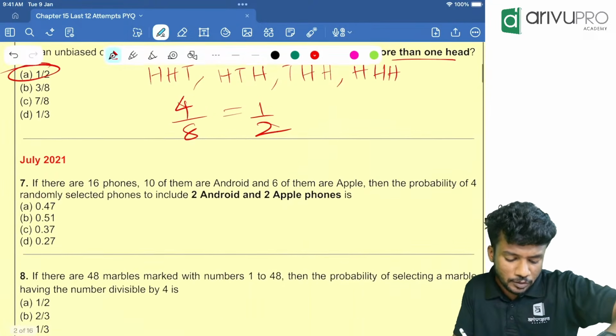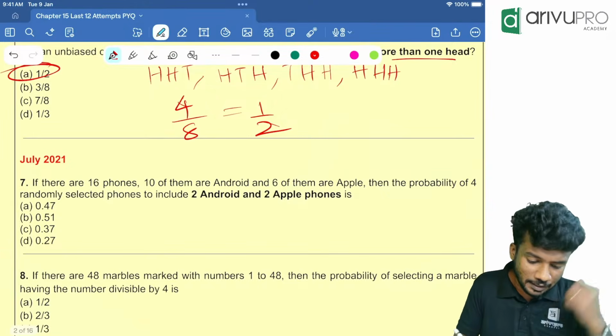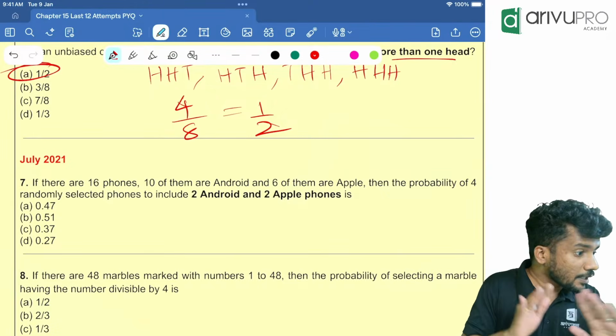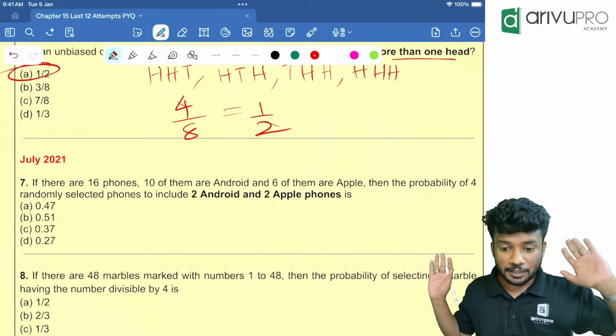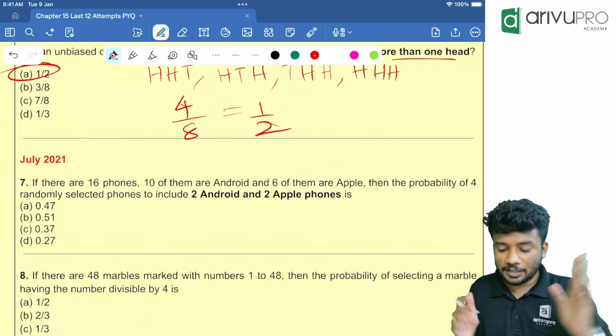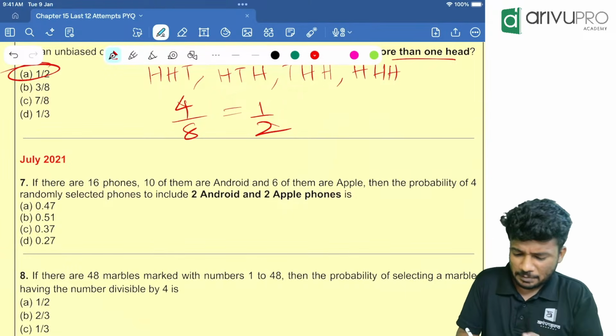Next question, coming to July 2021, people. I hope that everything is visible, clear and all. Can you just comment so that I can understand everything is fine? Because I am facing some technical glitch here.